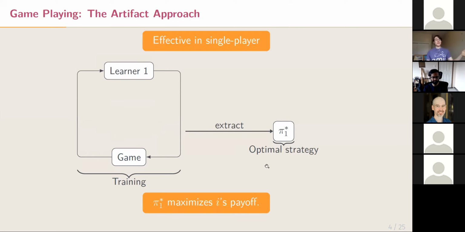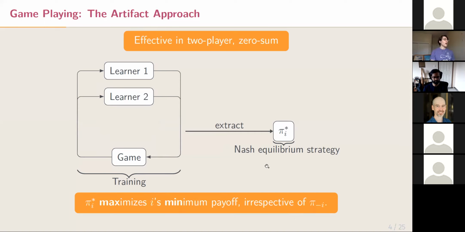This works really well in single player settings because, of course, we can just find optimal strategies. So in principle, at least this problem is kind of solved. It's also really effective in two-player zero-sum games because we can find strategies that maximize the minimum payoff for a given player, irrespective of what that other player does. So these are called maxi-min strategies or Nash equilibrium strategies. And this is what we've used to play poker in the past. And they perform really well because of this guarantee.